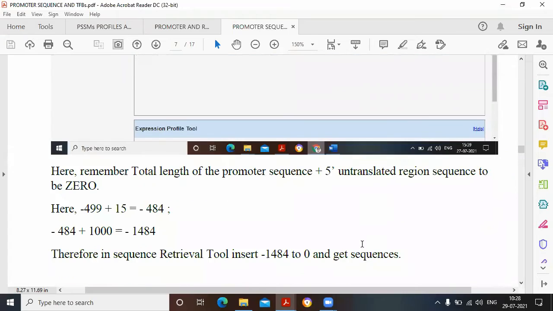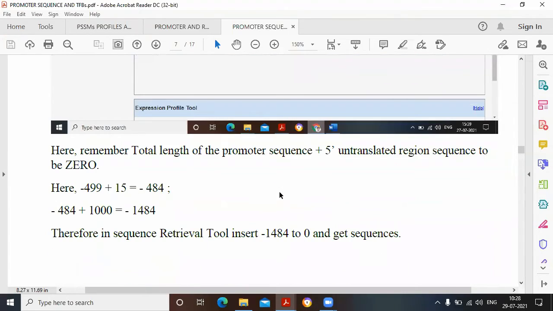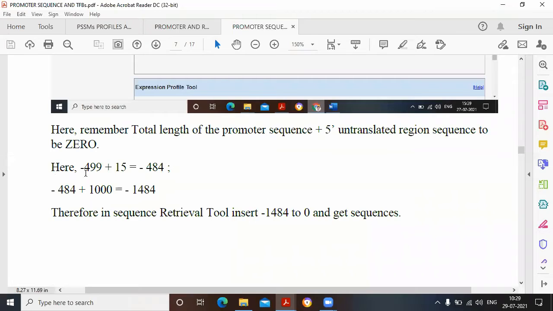Correct? So this is already known to all of you. Now look at this analysis here. Remember, the total length of the promoter sequence plus the 5' untranslated region sequence is always taken to be 0. Whatever the minus part is, together with the 5' untranslated region, conventionally we accept that up to that position is 0. Got it?